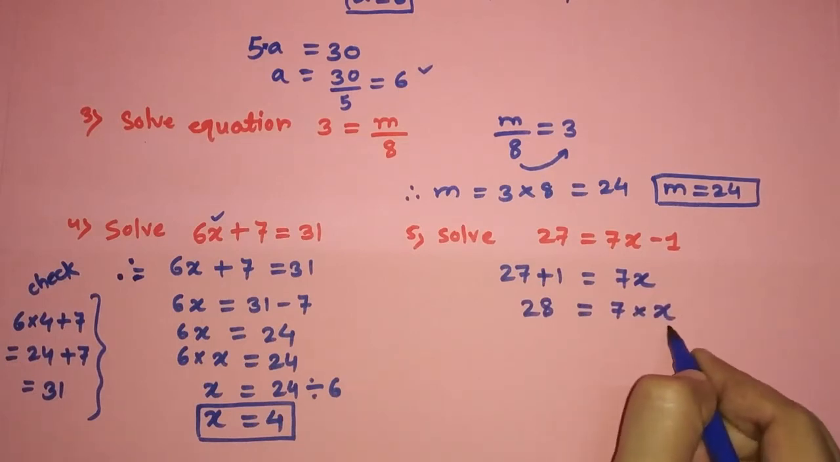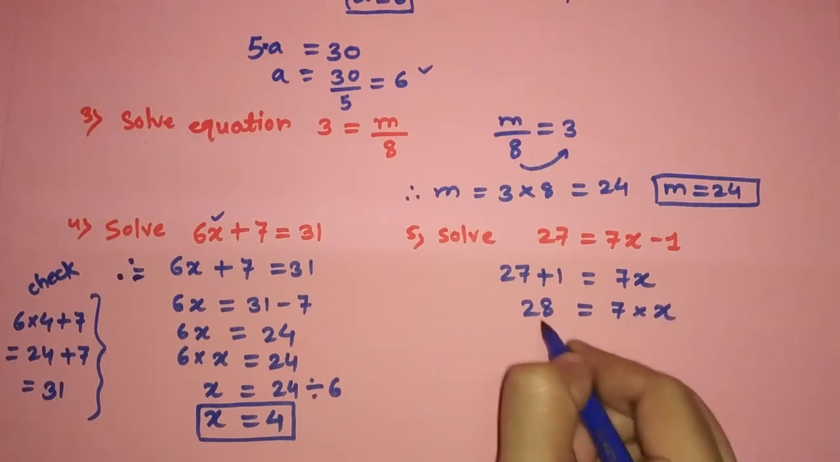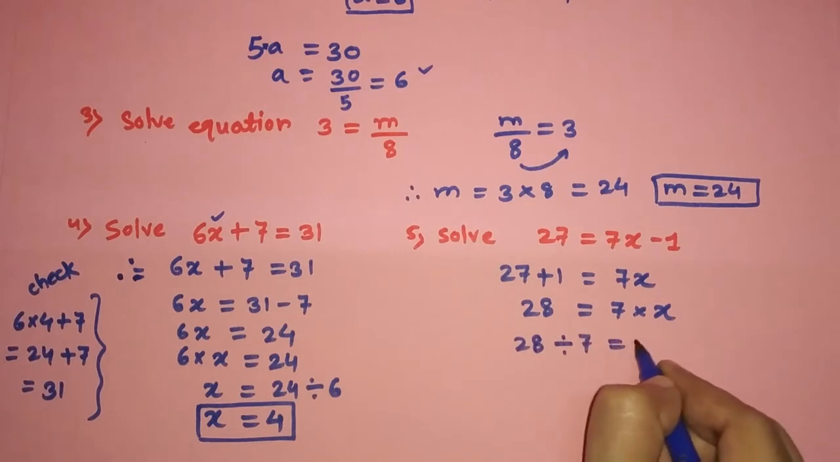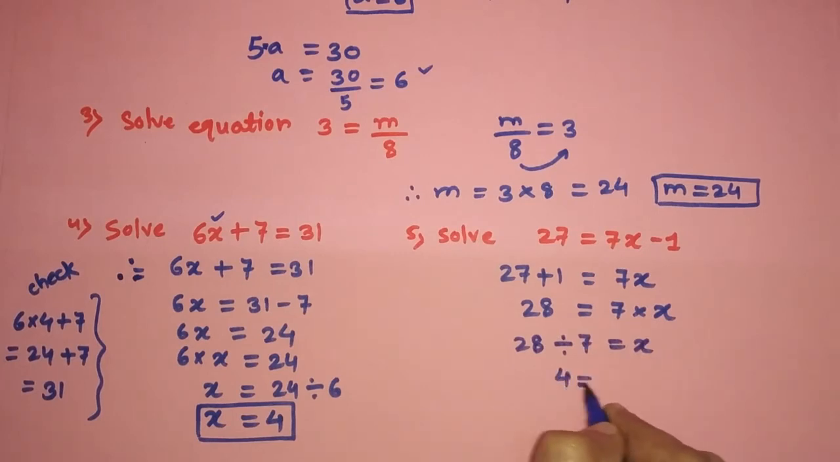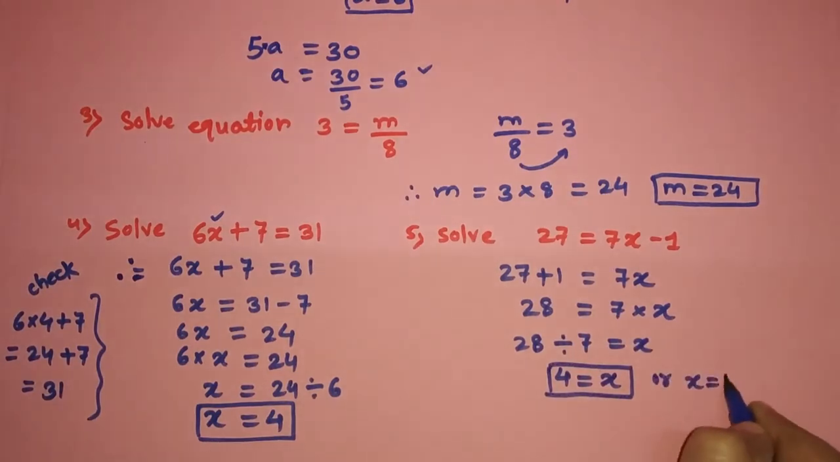Now friends, I want the value of the variable x here. So this 7 is in multiplication. I'll transpose it here. It goes here and it goes in division. Divide by 7. So 7 4s are 28. So here you will get 4 is equal to x, or you can write x is equal to 4.